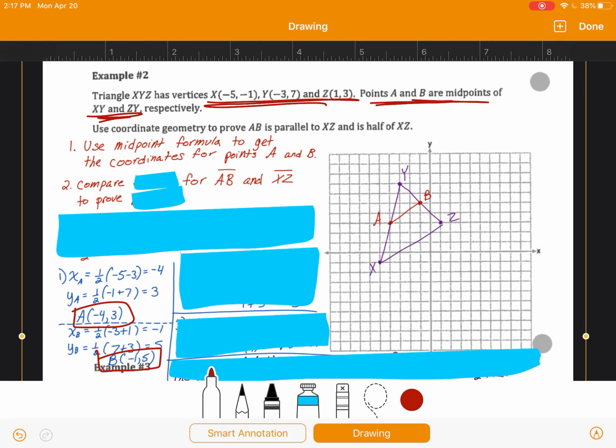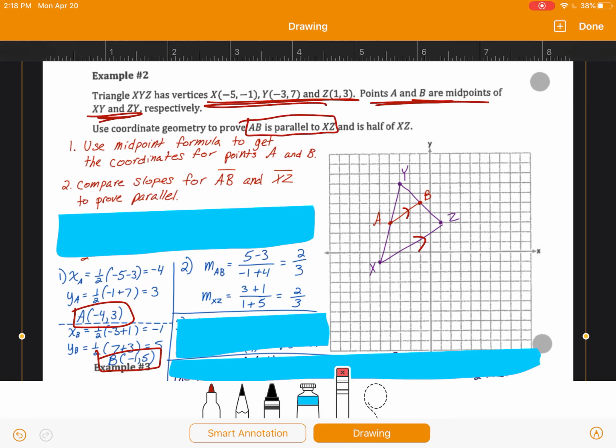This is asking us to do two things. First, we would like to prove that AB is parallel to XZ. So that's this line and this line. We're going to prove that they are parallel. And if we're trying to prove that they're parallel, we're going to compare the slopes. Going back to lesson 2, parallel lines have congruent slopes. They're going to be the same. So we're going to do the slope formula for AB and for XZ, and we're going to see that they're the same.